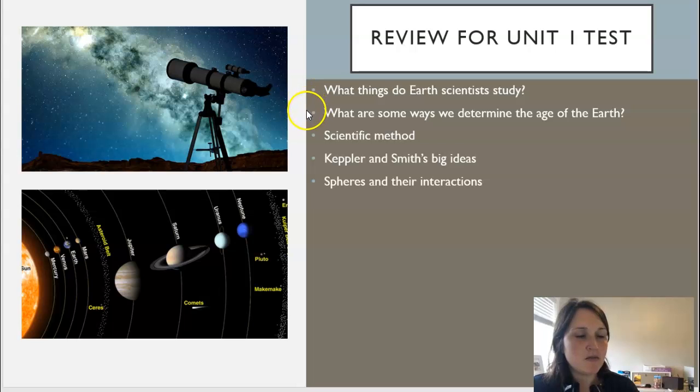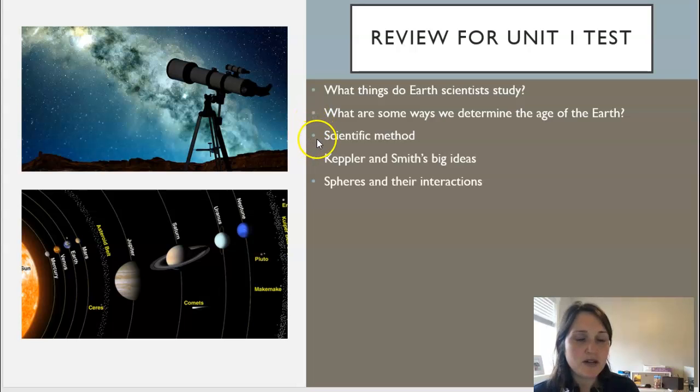The next topic that you'll be asked about is, what are some of the ways that we determine the age of the earth? In the past, earth scientists or scientists in general thought that the earth was very young. We discovered new technologies, new ways of measuring the age of the earth, and we've now come to the conclusion that the earth is much older. The earth is billions of years old, and we know that based on different pieces of evidence. I'll explore with you in a moment what some of that evidence is and who came up with those ideas, but that's a topic that you'll be asked about.